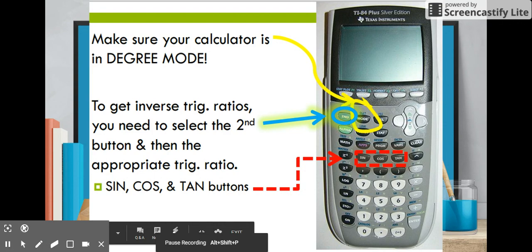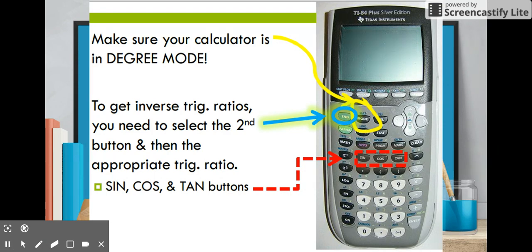So that's just a brief introduction to inverse trig ratios. In your next video, you're going to see some examples of how to use them.